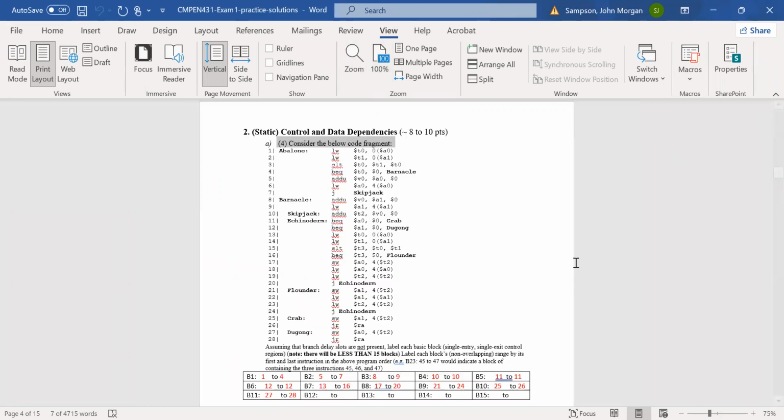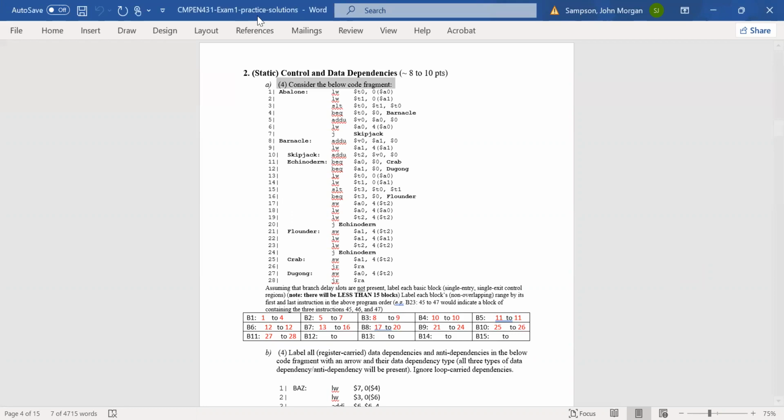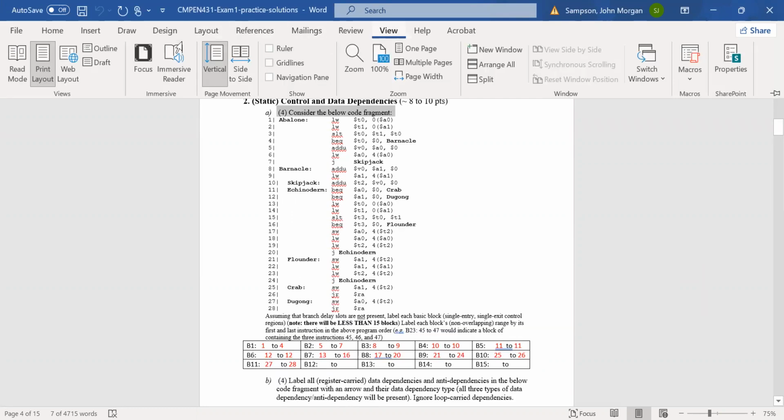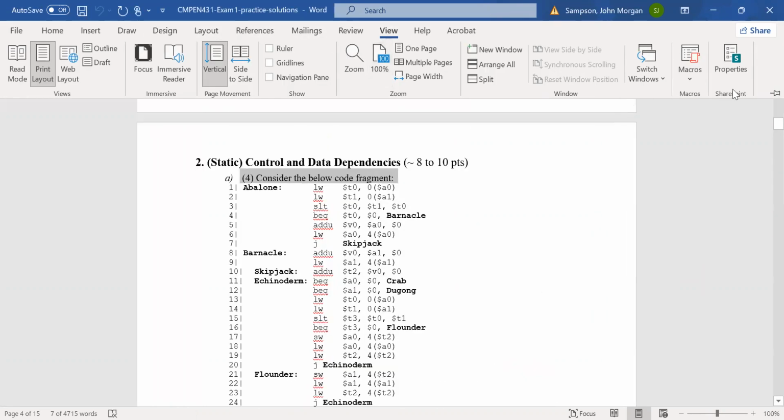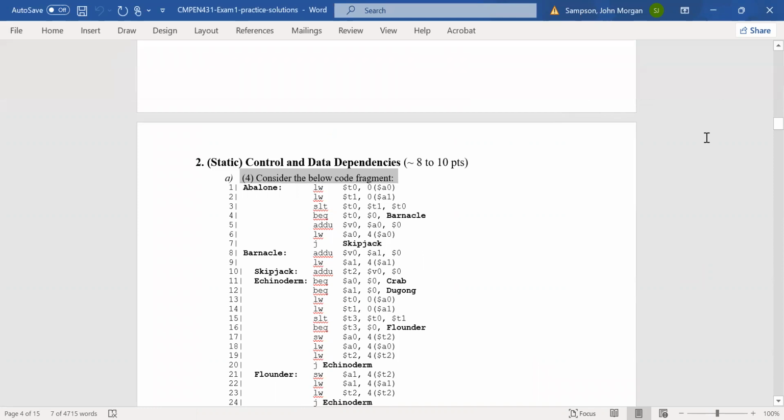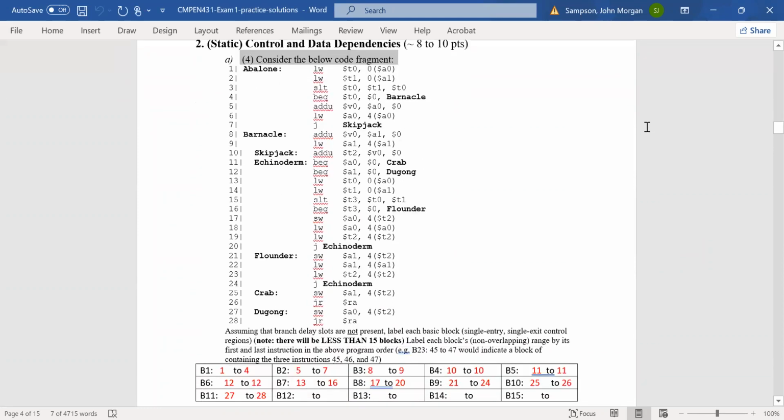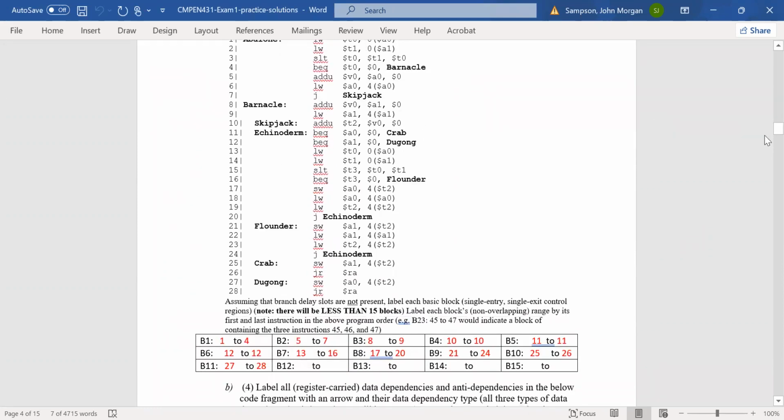Better. How's the text visibility in the back? You see it? Yes? No? There are lots of seats in the front. Let me see if I can make this a little bigger here. Better? Good enough?